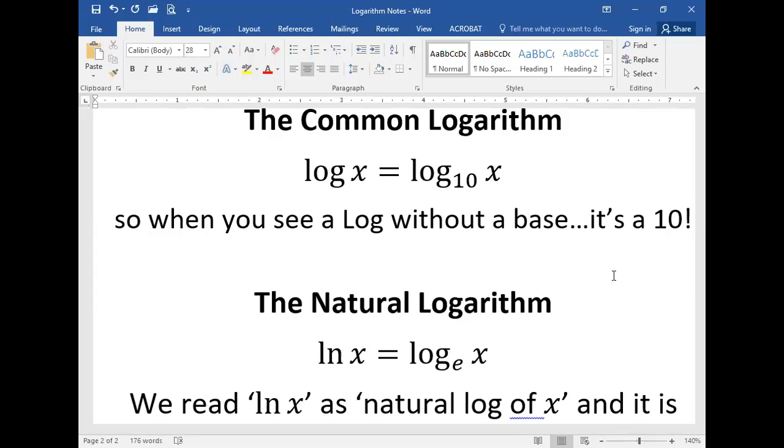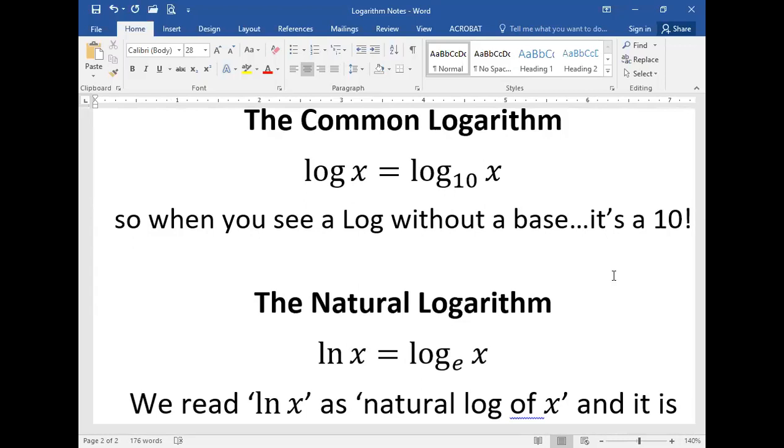Because it's in your calculator. The other bases aren't in your calculator. You cannot do a log base 2 in your calculator. You cannot do a log base 7 in your calculator. You can't do a log base 65 million in your calculator. You can only do a log base 10.